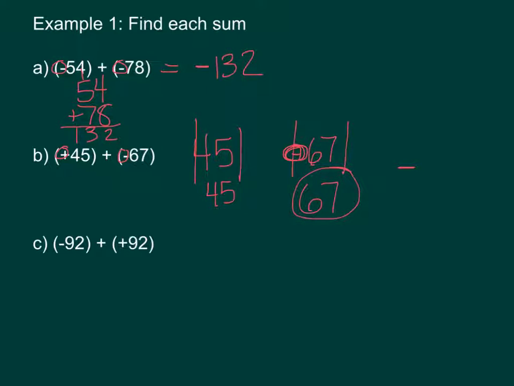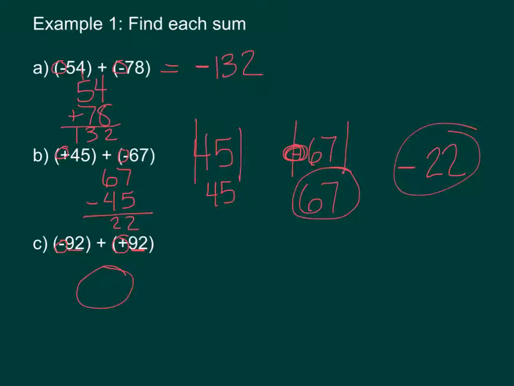Now, since they have different signs, I have to subtract the two. So it's like 67 minus 45. 7 minus 5 is 2, 6 minus 4 is 2. So I have a difference of 22, and 67 is the greater absolute value, so my answer is negative 22. And the last one, notice different signs again, but it's 92 and 92. Oh, they are opposites, so negative 92 plus a positive 92 equals 0.